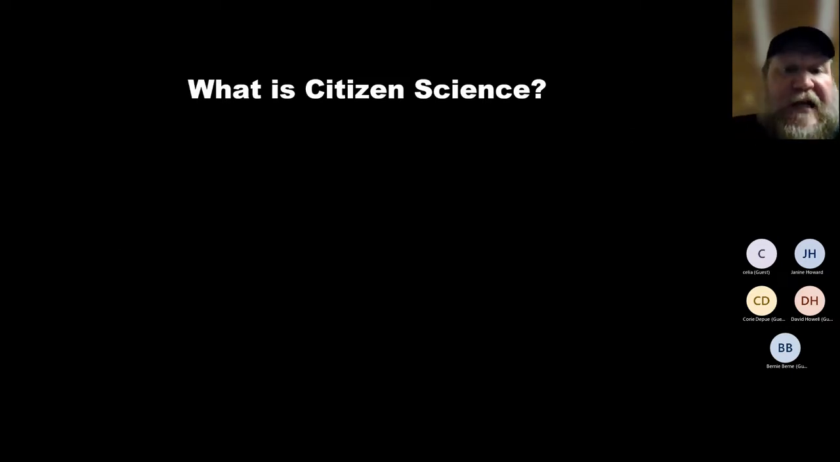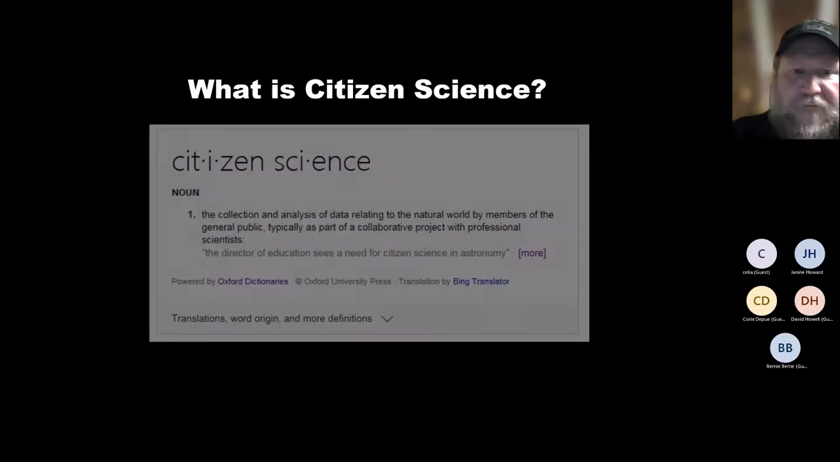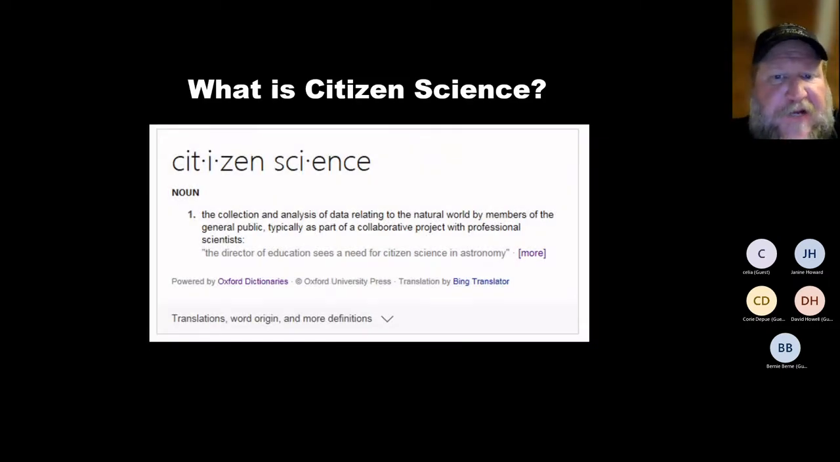So what is citizen science or community science? It is a collection and analysis of data relating to the natural world by members of the general public, typically as part of a collaborative project with professional scientists. This is right from Oxford Dictionaries. It's a really nice and very direct definition of it, and it's involving members of the public to get involved with science.